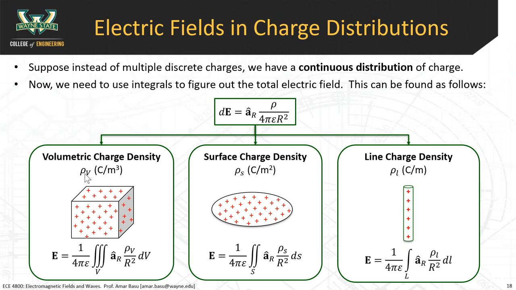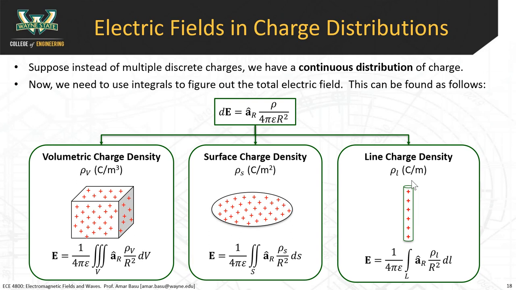It could vary as a function of location in the three-dimensional space. Okay? So what defines a volumetric charge density is the units, coulombs per meter cubed. You can also have surface charge densities, where I may tell you that you have a surface charge density in coulombs per meter squared. In that case, you have to do an integration over two dimensions instead of three. And in the case of a linear charge density, you may have a distribution of charges along a length. The units for rho L are coulombs per meter.